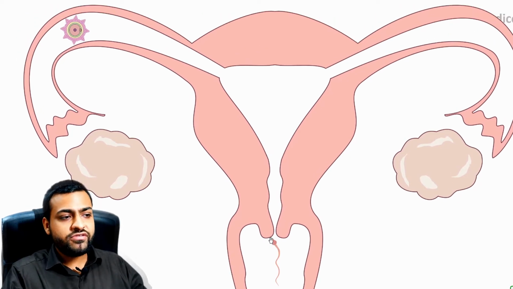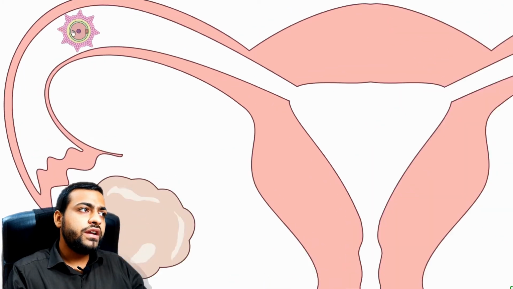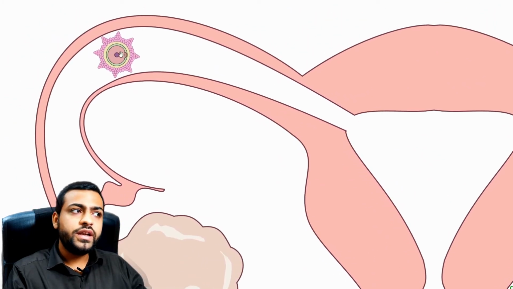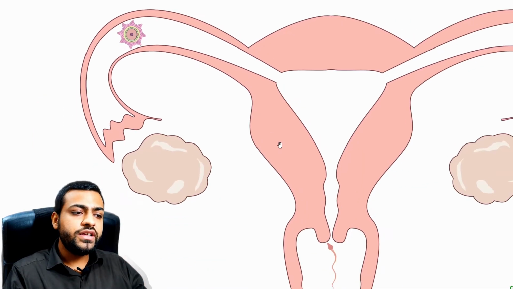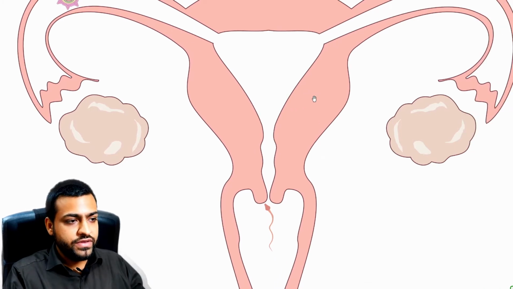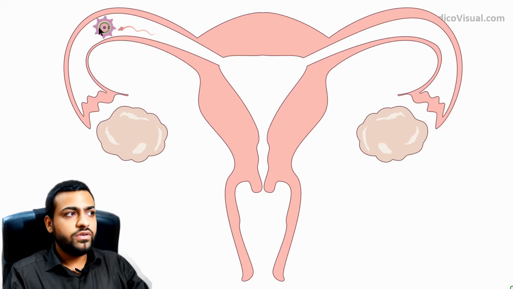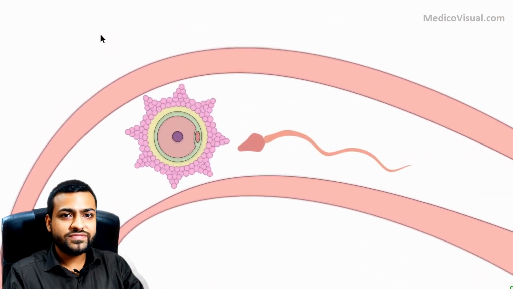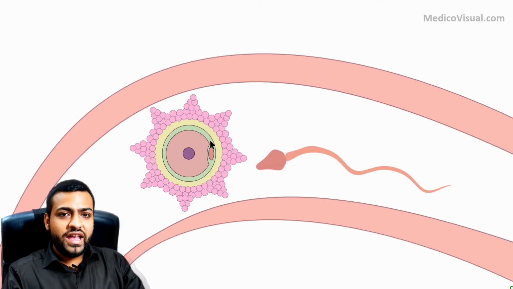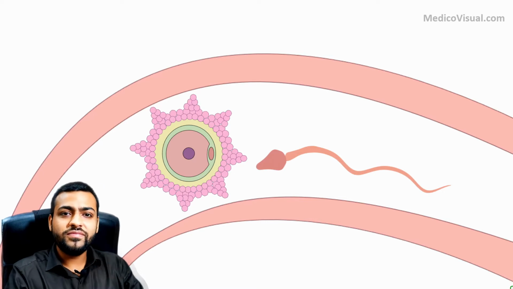The sperm has to travel all the way to the oocyte, to the ovum that is wandering in the fallopian tube, right? So it has to move through this path, and for this it has a special tail, right? With the help of this tail it will move and reach the oocyte. Now here, as it reaches the oocyte, it has to face another problem.